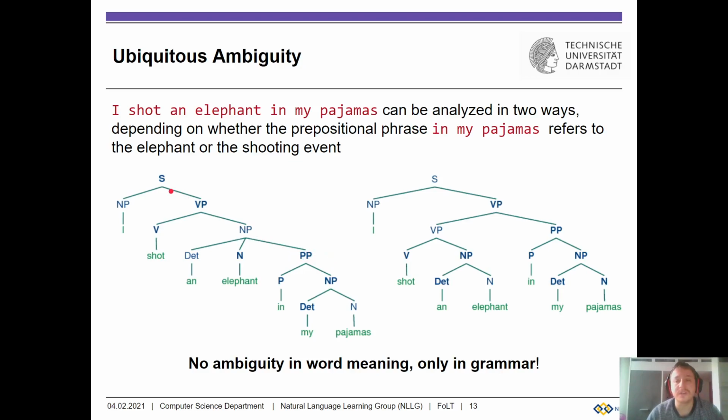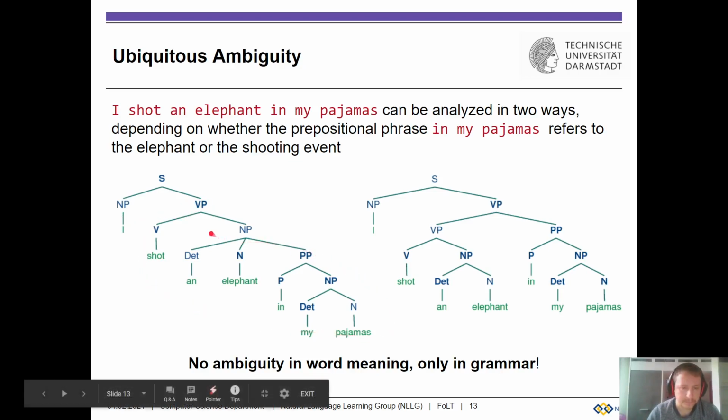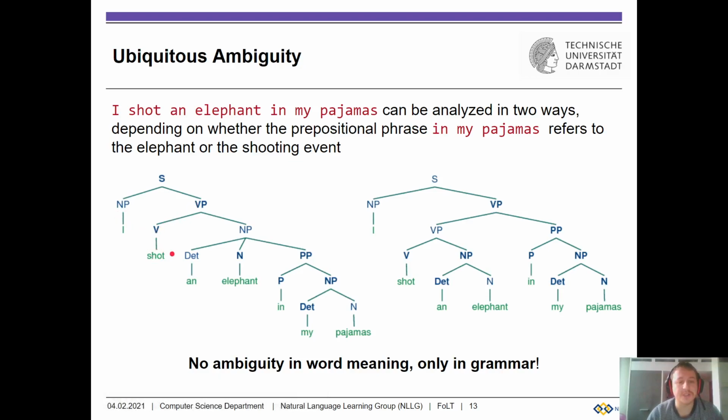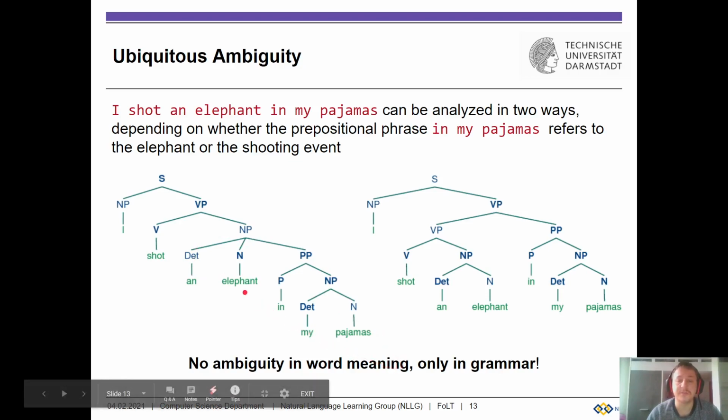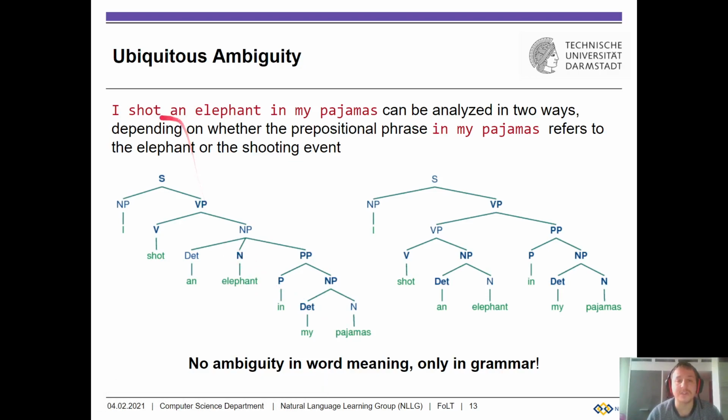So intuitively, the first sentence consists of a noun phrase and a verb phrase, and the noun phrase is a single pronoun I, and the verb phrase consists of all of this part here. And this verb phrase goes into a verb shot. I shot. And now what did I shoot? I shot a noun phrase, and this noun phrase is the element who is in my pajamas. So this is the picture representation and the picture interpretation of this sentence here.